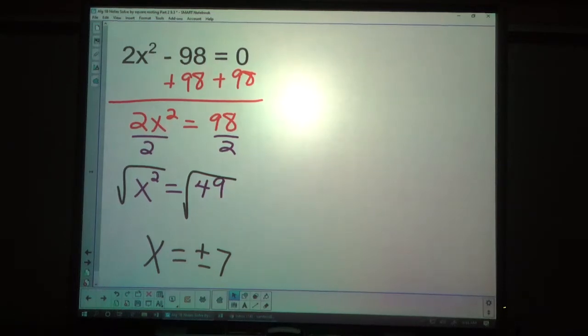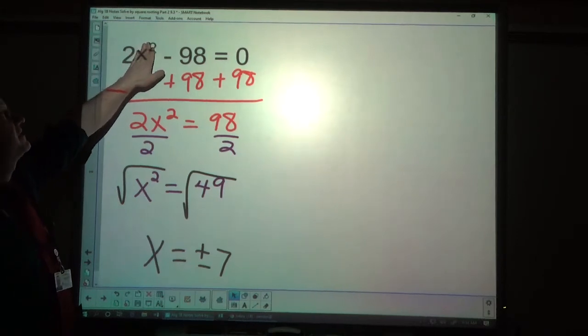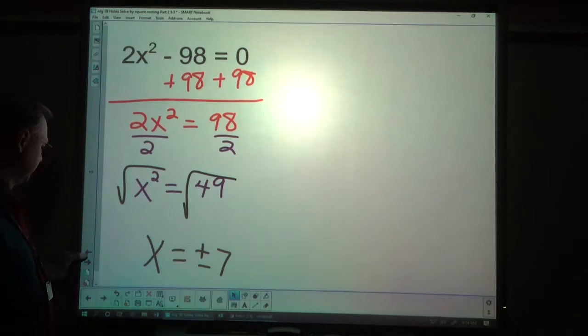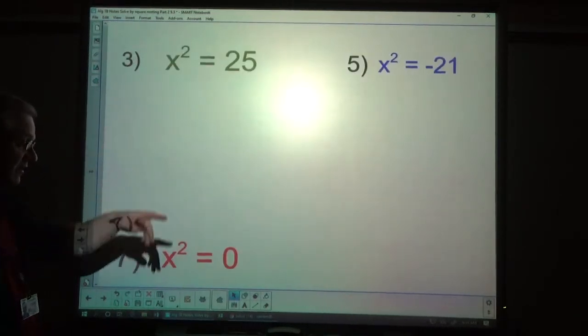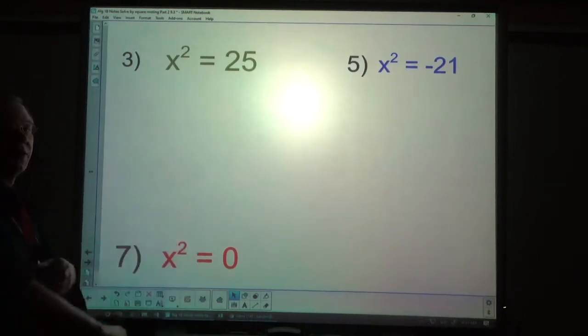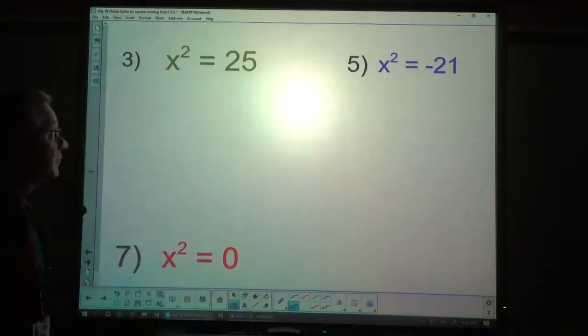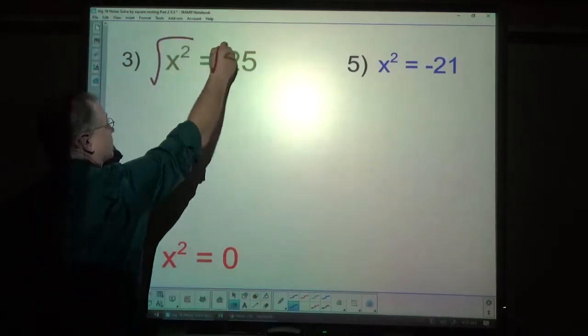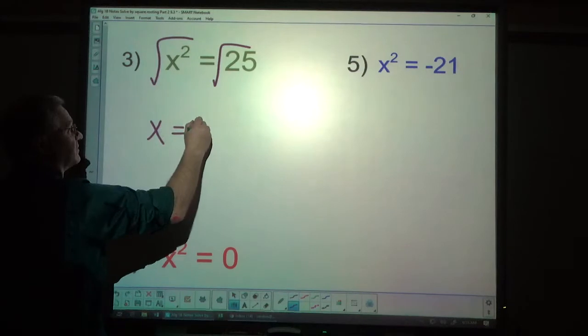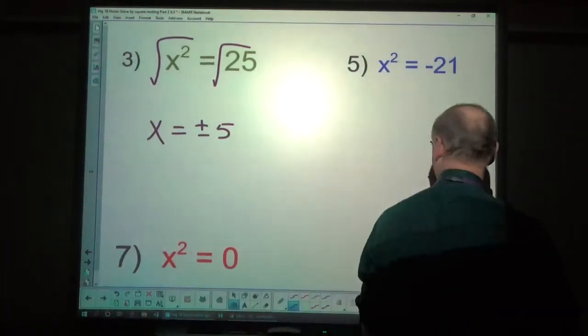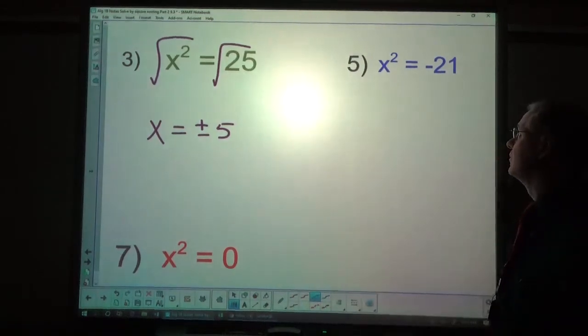So remember, you've got to get your squared term by itself first, treat it as if it's x to the first, if it's the only thing in there for a variable, and then go to town. Here we go. Now we're going to do these 3 problems. They're already on one side. So I'm going to start with number 3. I square root both sides. X equals plus minus 5. Wonderful.